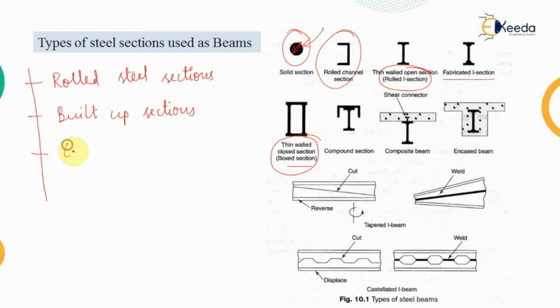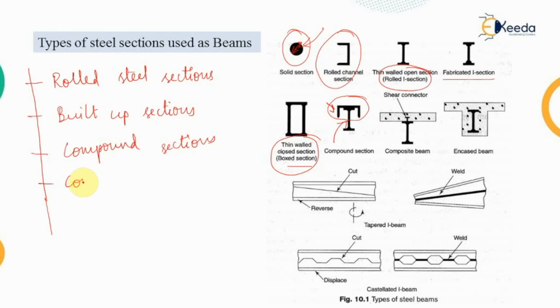Then the next type of section which can be used is known as the compound section. Whenever we are using more than one rolled steel section in one beam, for example an I section as well as a channel section, so as to increase the compactness on the compression side, that type of section used as a beam is known as the compound section or compound beams.